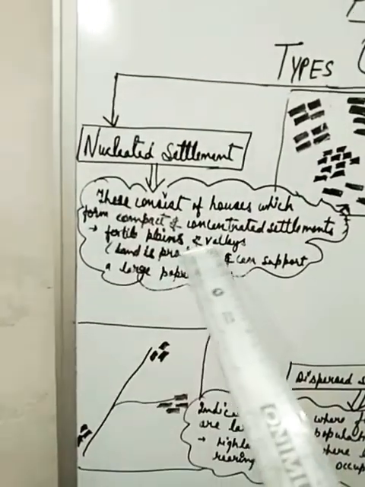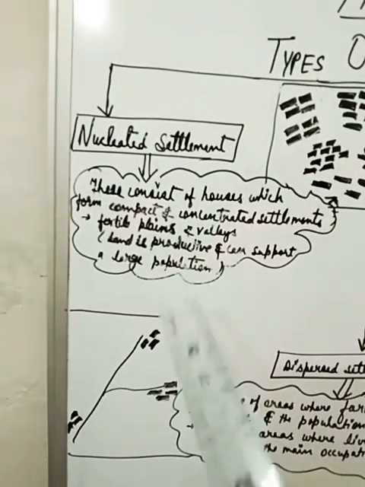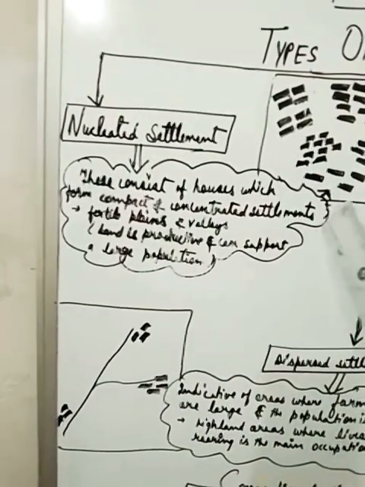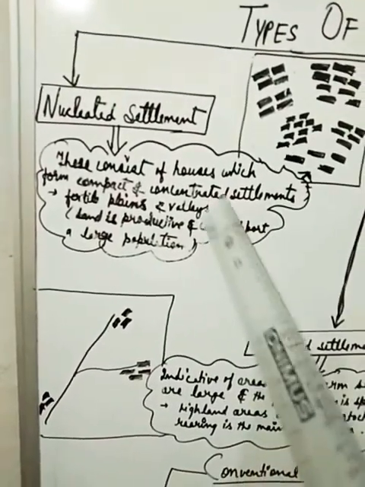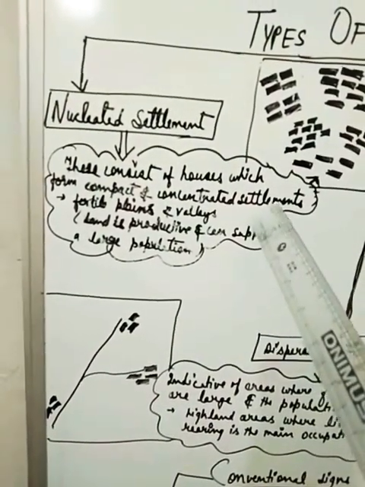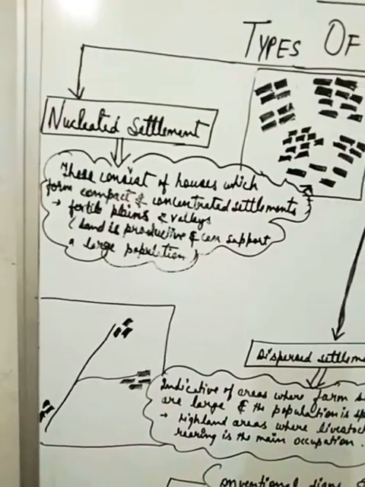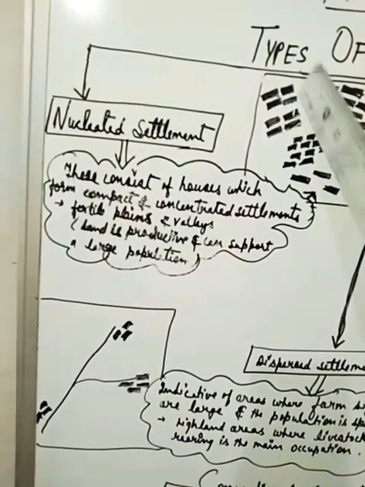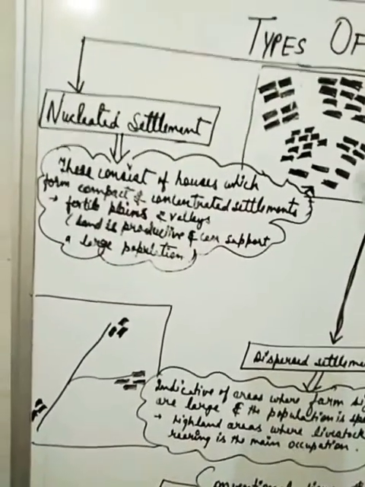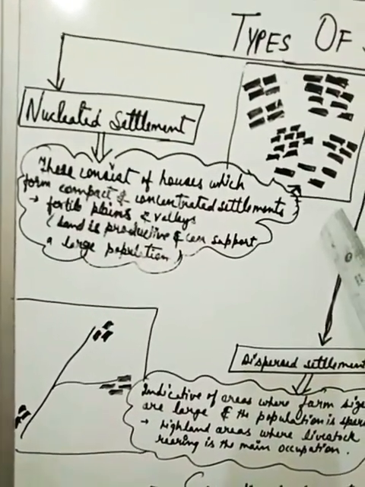Nucleated settlement is what? These consist of houses which form compact and concentrated settlement. They are very compact and they are very concentrated. You can see in the diagram, this is the figure for the nucleated settlement. You can see how close they all are. The settlements are so close to each other.